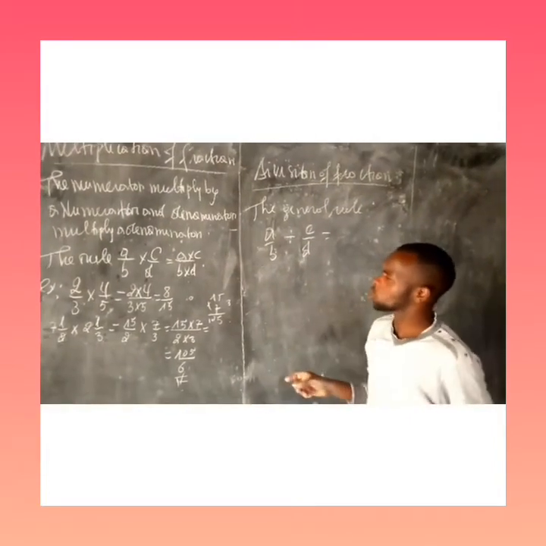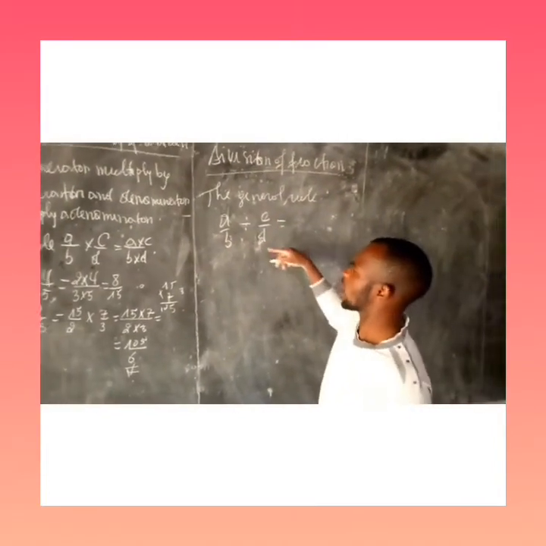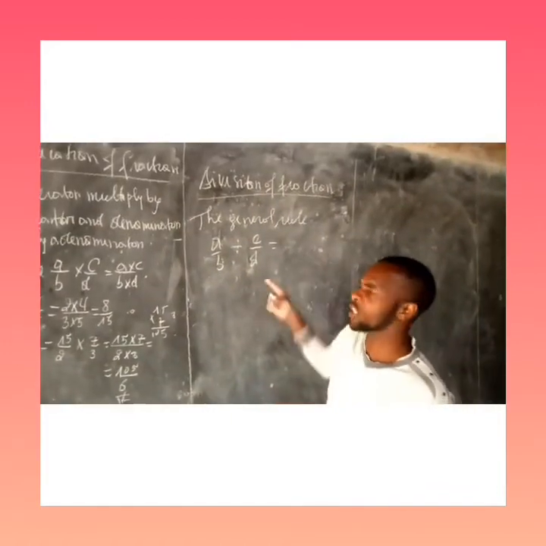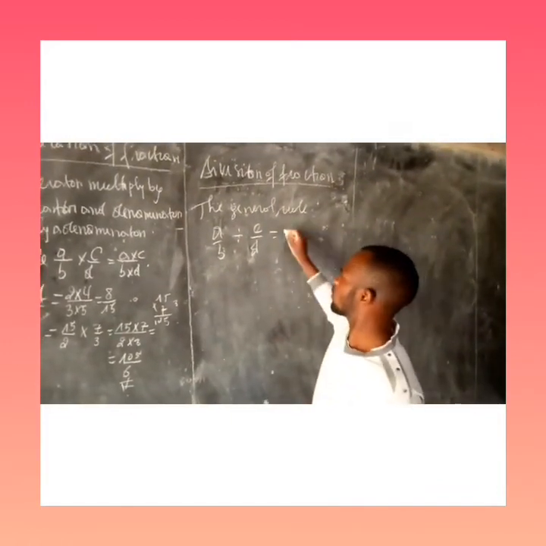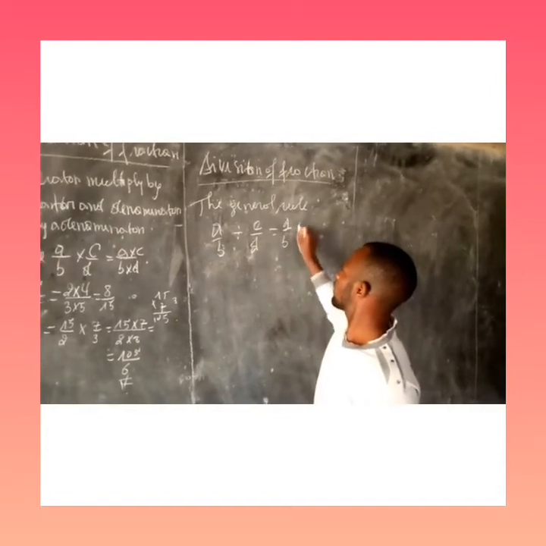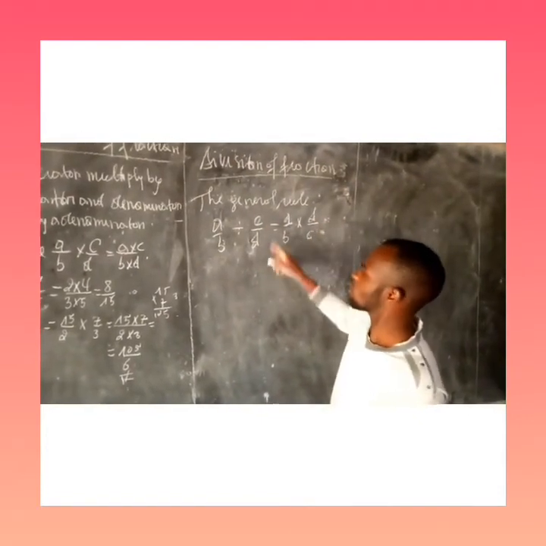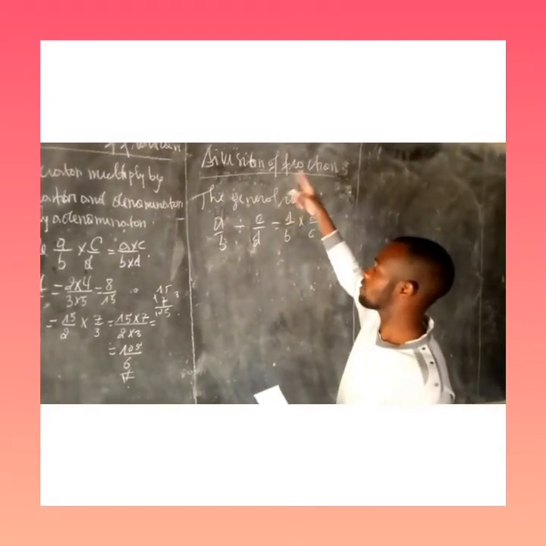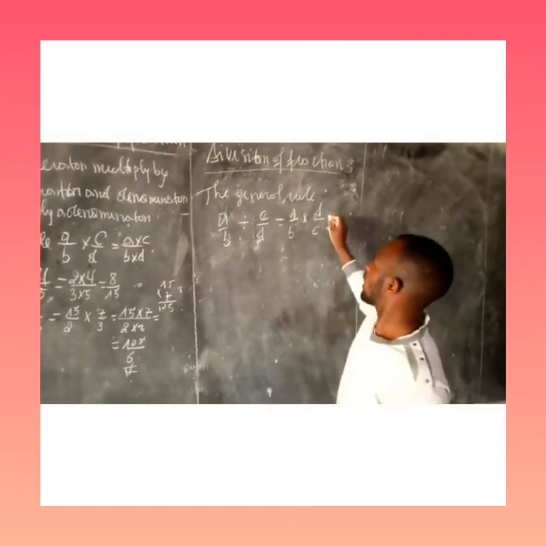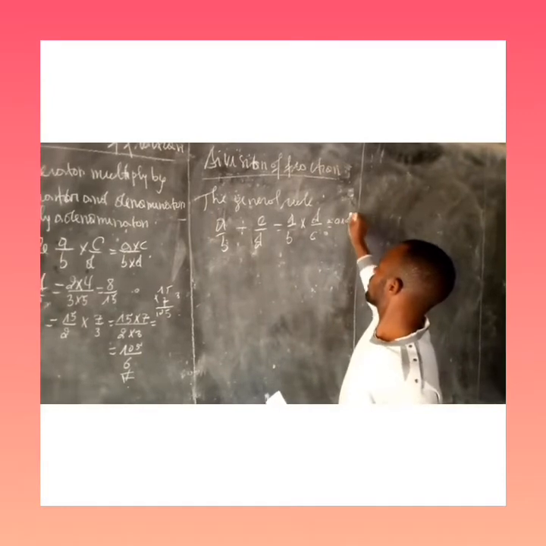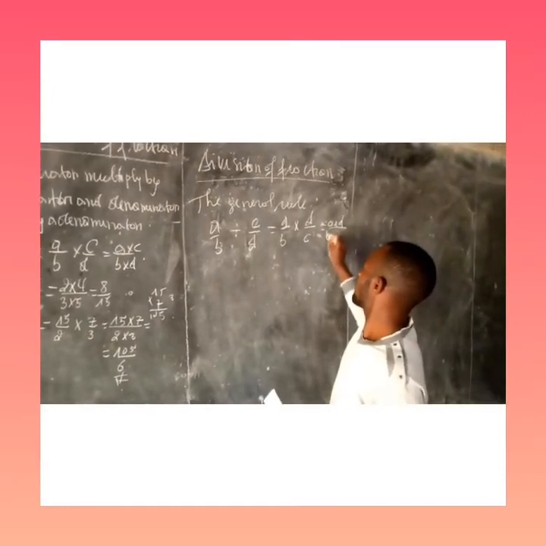So we have A over B divided by C over D. Means that you have to write the first fraction and now multiply by the reciprocal or the inverse of the second. Means that you have to take A over B times the reciprocal, which is D over C. Means that you have to make the inverse. Means that now we get A times D over B times C.